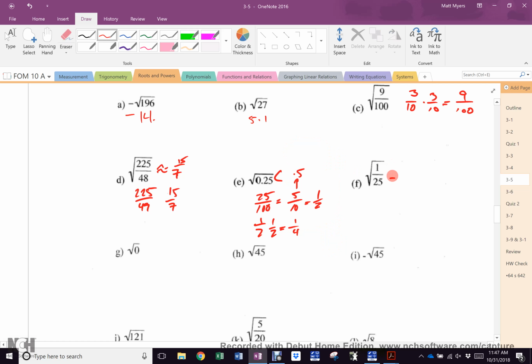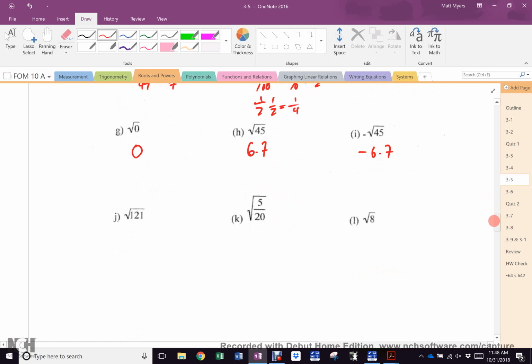This one is, of course, what? 1/5. This one is, of course, 0. This one is around 6.7, sure. This one is around negative 6.7. Everybody remembers how to find that? That's what we talked about yesterday. This is, of course, 11.